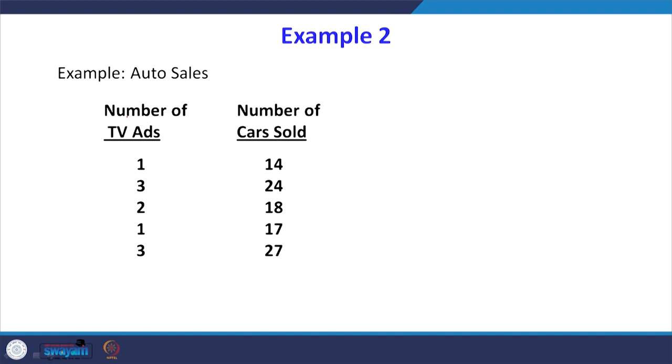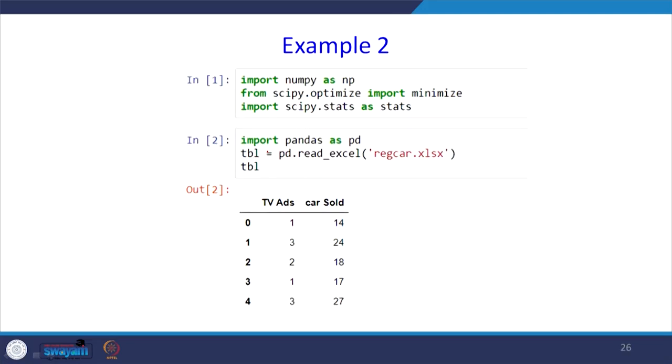So, what you have seen: the number of TV ads is taken as the independent variable, and the number of cars sold is taken as the dependent variable. For this data set, first we will build a regression model with the help of least square estimation. Second, we will do it with the help of maximum likelihood estimation, and we will compare the answers; both will be the same. So, first we will do the least square method.